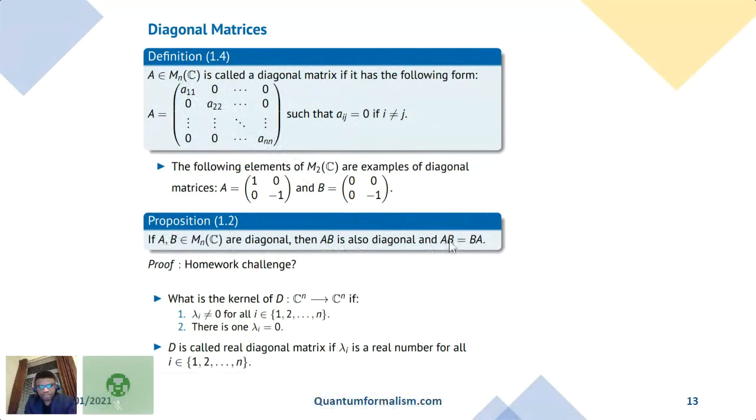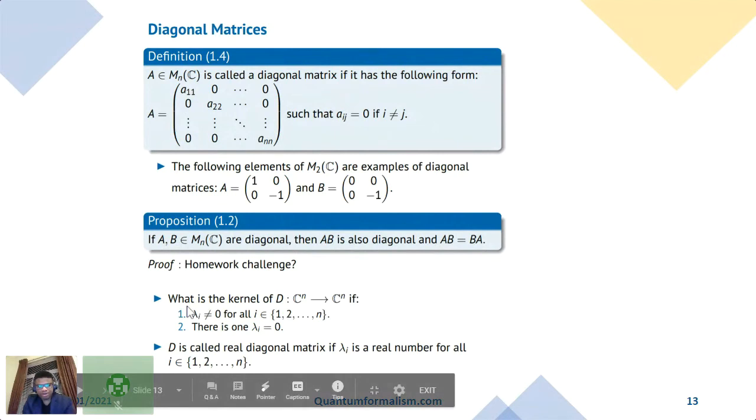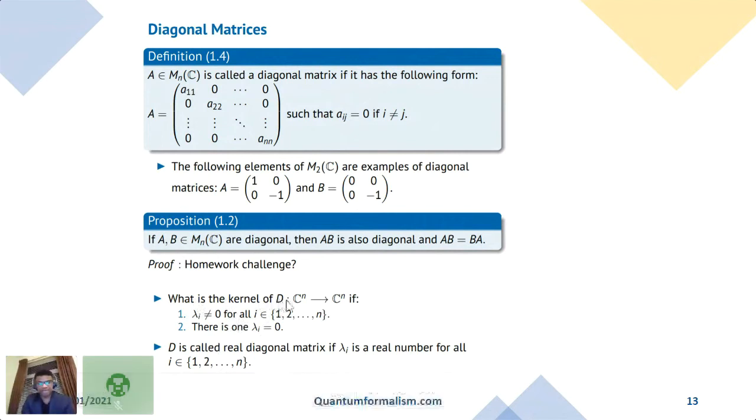I believe this proposition is something that we already covered in the previous session. So I will remind you again that if A and B are diagonal, then their product is also diagonal and they commute with each other. I'll leave that as a homework challenge. I think you already did this in the previous section. And this one is also more for you to scratch your head. So what I'm asking, because D is an operator, right?